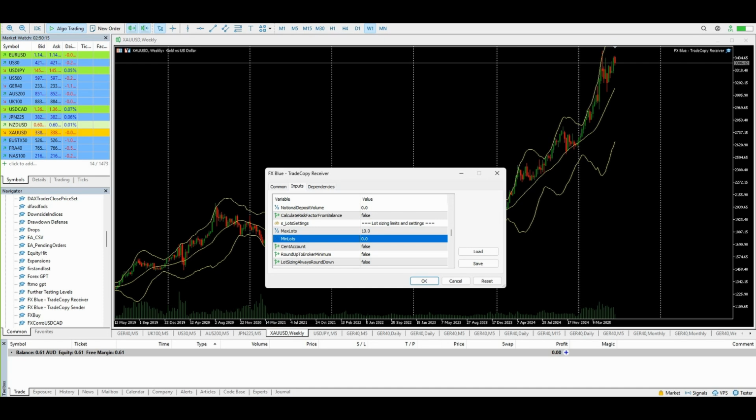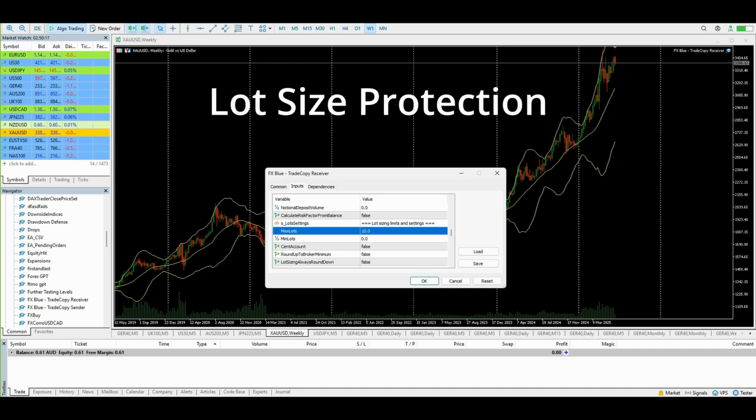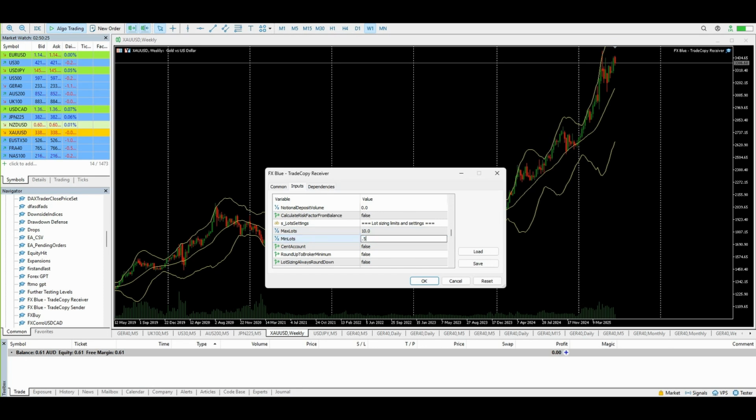You can also set some protections on the receiver account for max and min lots. So if you don't want to trade less than, say, 0.5, you can put that there, so you're not going to get a trade that will operate on less than 0.5. And you can also set max lots. I think it's quite a good method to set a max lots option because you don't want to over risk your account, and this will help protect against any unexpected deliveries from the sender side.